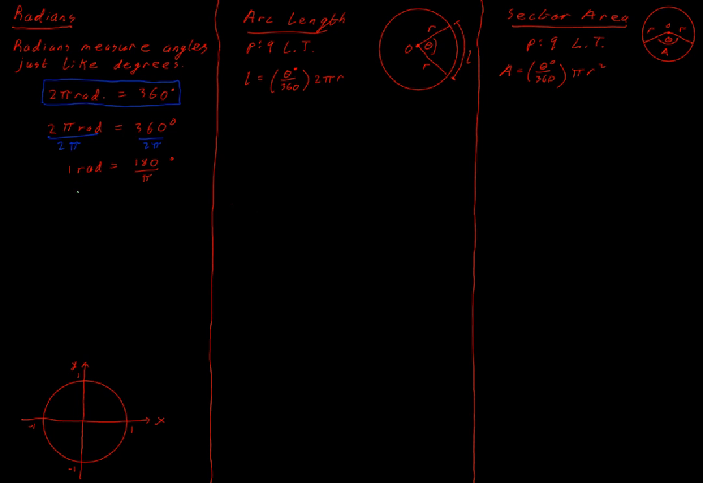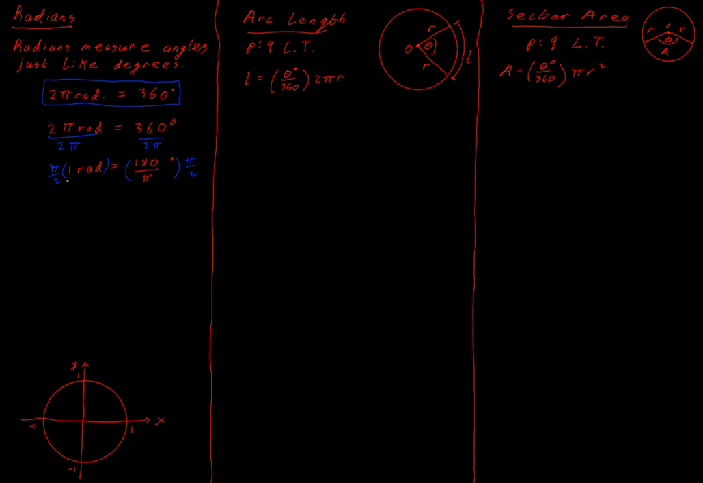Radian angles will very often have pi involved in them. So what would pi over 2 radians be? Well, if I know what 1 radian is, I've figured out that 1 radian is 180 divided by pi degrees. So if I wanted to know what pi over 2 radians would be, I would multiply both sides by pi over 2. Again, this is just a ratio and proportion type deal.